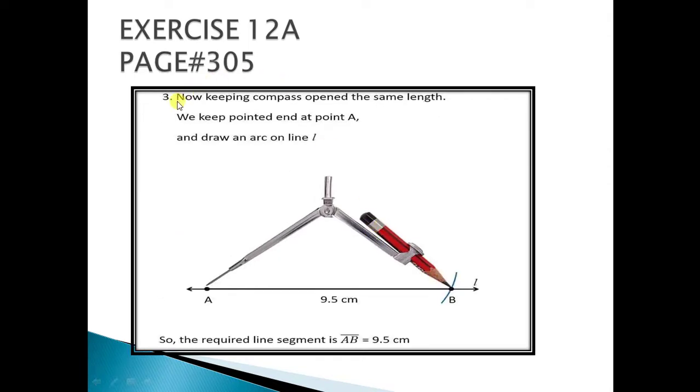We have a third point. Now, keeping the compass opened the same length, we keep the pointed end at point A and draw an arc on line L. This one is our point B, and here we draw an arc. So the required line segment is AB equal to 9.5 centimeter.